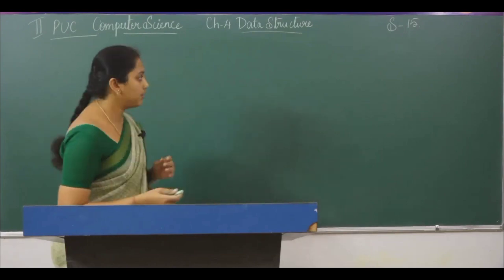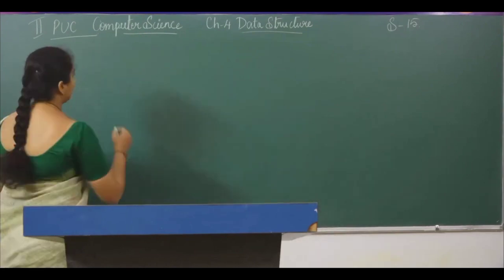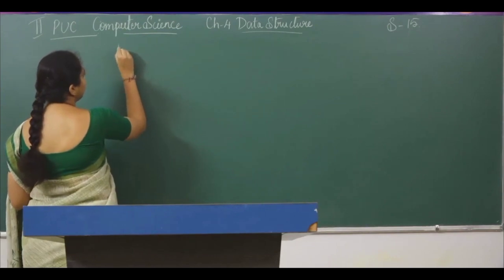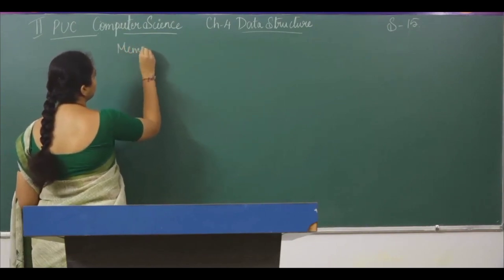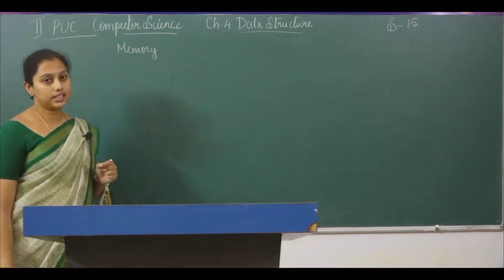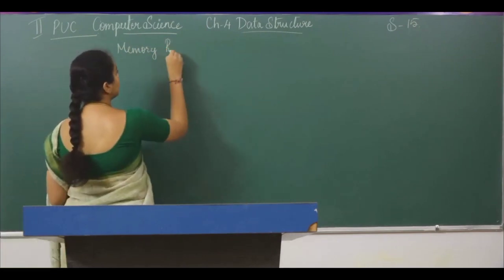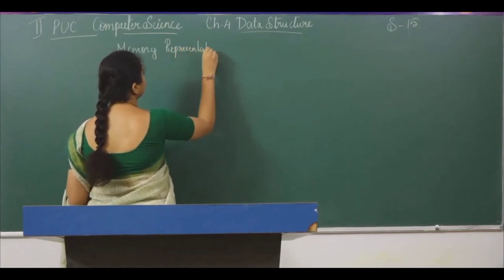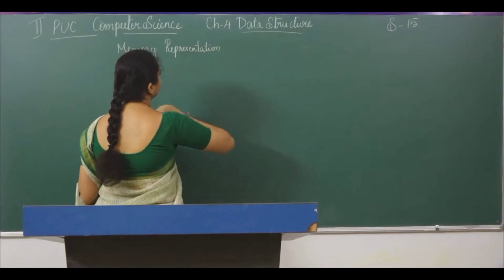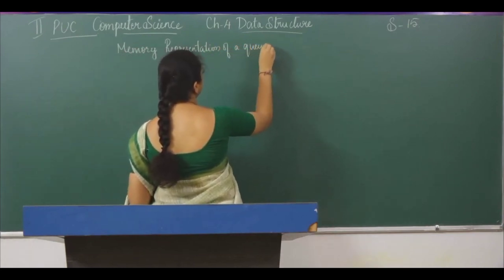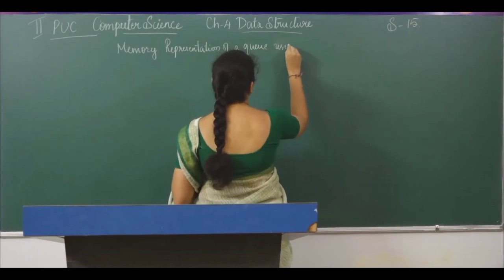So in queues we have 2 representations, that is memory representation of a queue using arrays as well as a linked list. Memory representation of a queue using arrays.